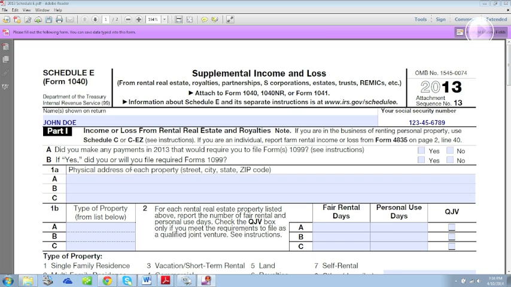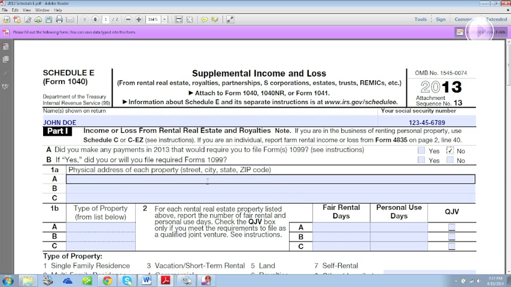So I'm going to go through this form real quick. The first question it asks is, do you make payments that would require you to file a 1099? If you made payments over $600 to a subcontractor or an LLC doing some work, then the answer would be yes, and hopefully you filed a 1099, because if you mark yes here and no here, that is not good. The IRS sees that and they do not like that very much, because they know you should be filing a 1099. So for this dummy John Doe tax return, I'm going to put no, so we don't even have to answer this question, because he did not pay anyone over $600 to do work on the house.